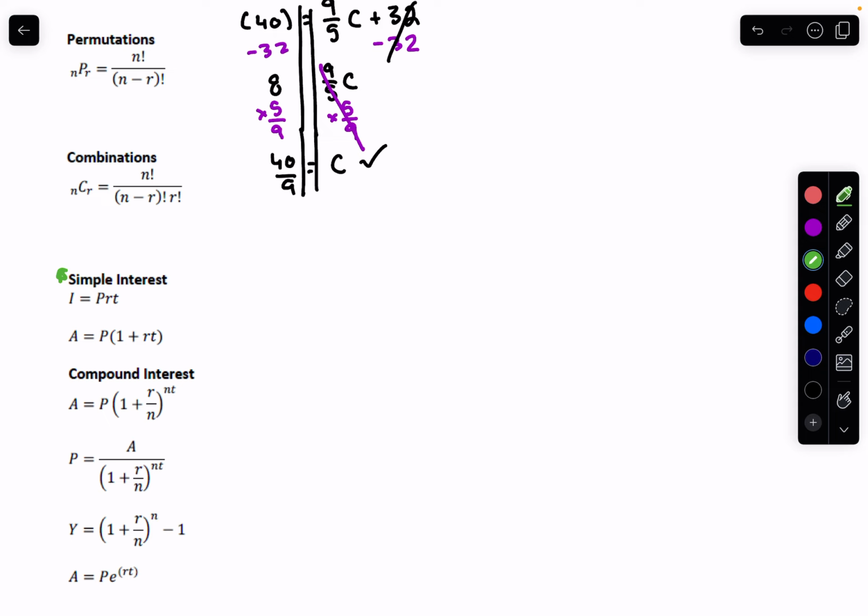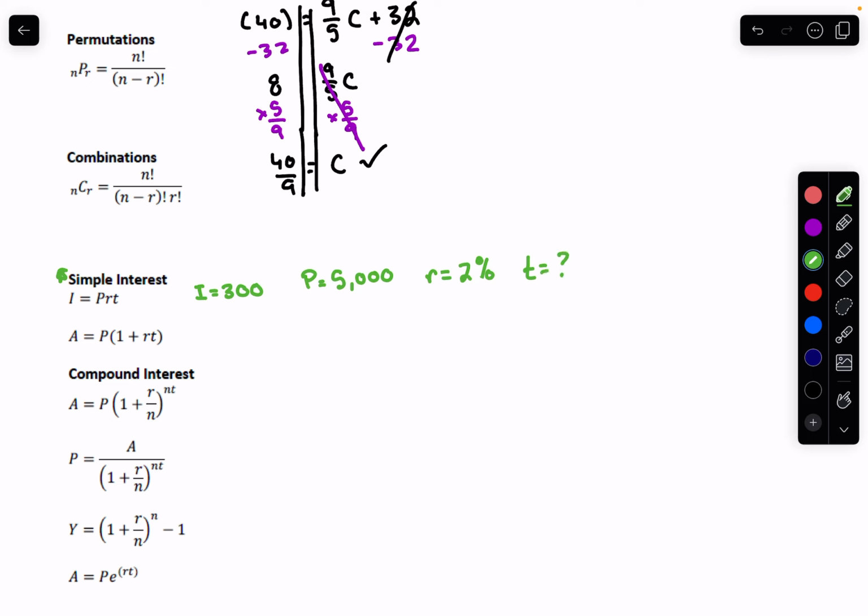So let's say that I earn $300 in interest. That's not easy to do. Congratulations. Let's say I started with $5,000, and I don't want to solve for a percent. So let's say our interest rate is 2%. What I don't know is the time. I'm looking for the time.